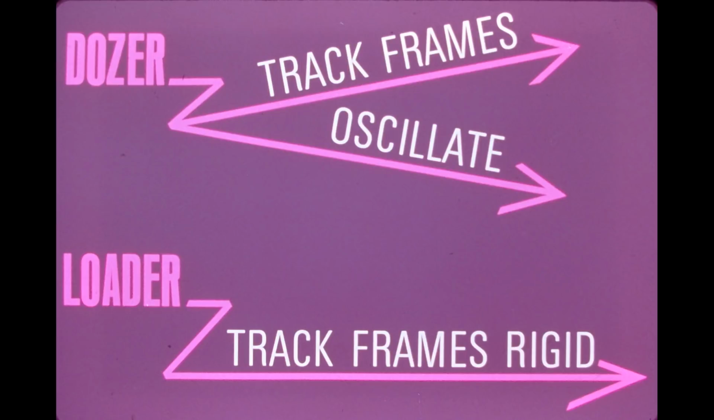But for a loader, a stable working platform is all important. To provide this stability, the undercarriage is rigidly mounted. The track frames cannot oscillate.